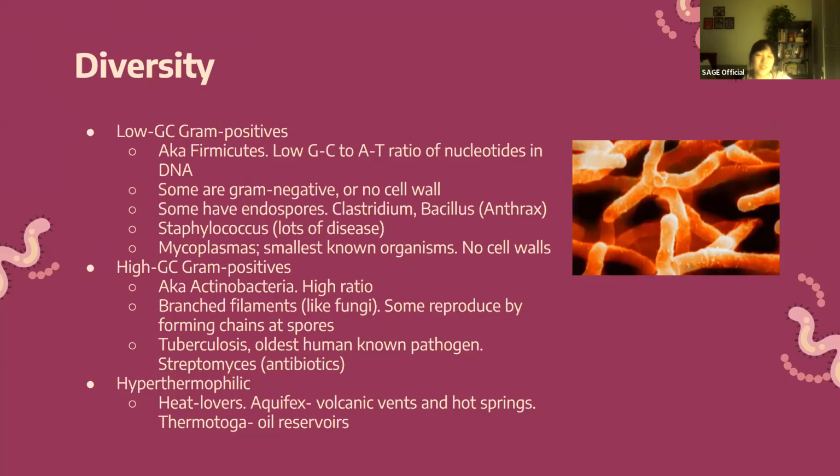Okay. So high GC gram positives are also called actinobacteria, and unlike low GC positives, they have a high GC to AT ratio. And so many of these bacteria include branched bacteria, and they are like fungi. Fungi reproduce by forming chains of spores. So like little mushroom heads, that would be an example of a spore. And tuberculosis is part of this actinobacteria group, and streptomyces, which are famously used for antibiotics, are also part of this group.